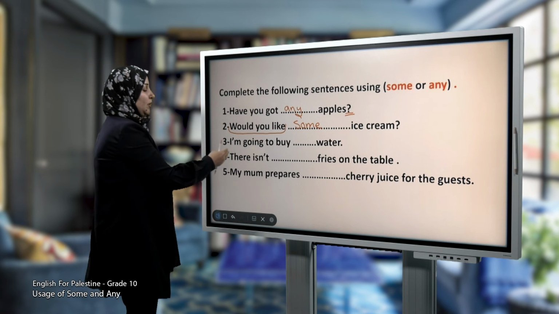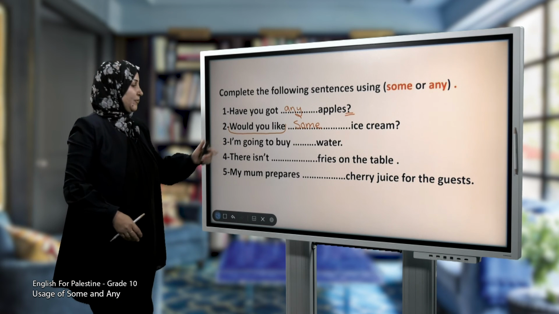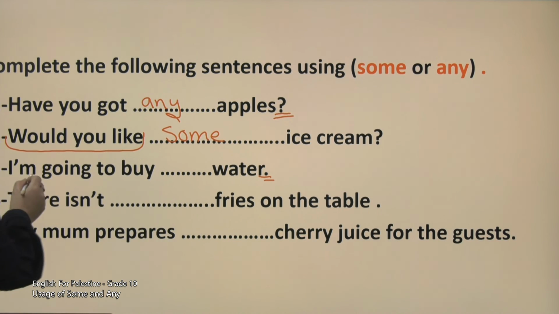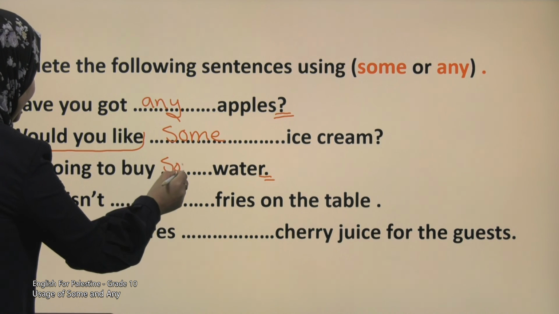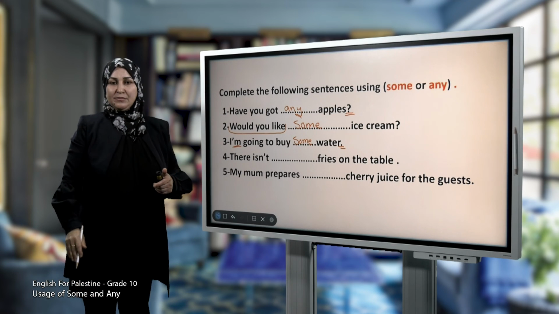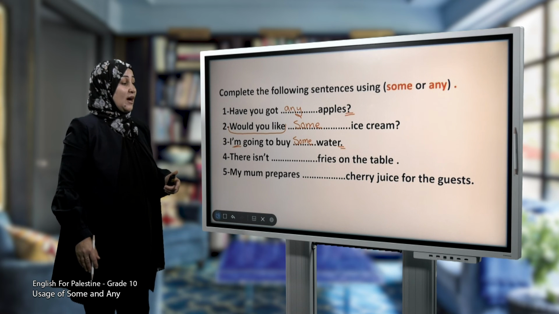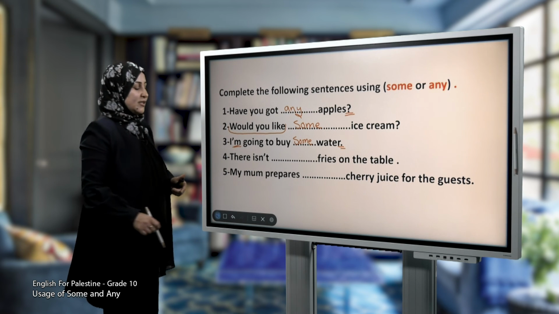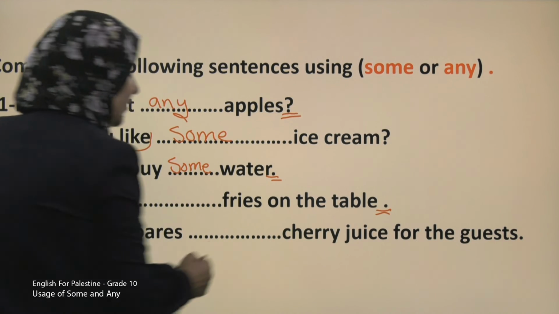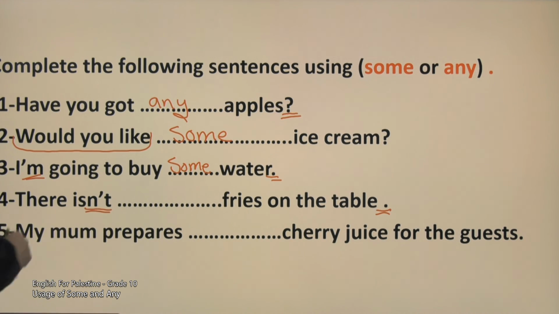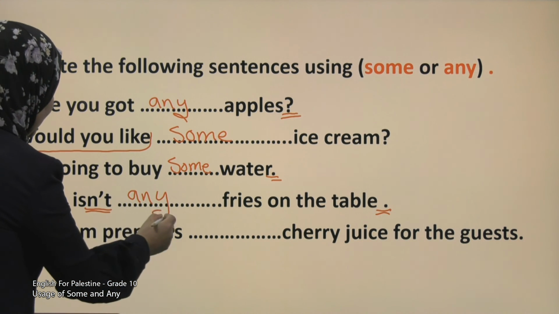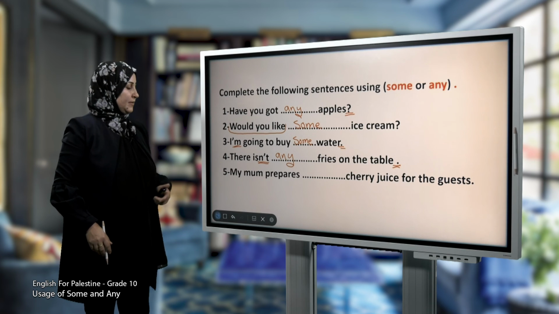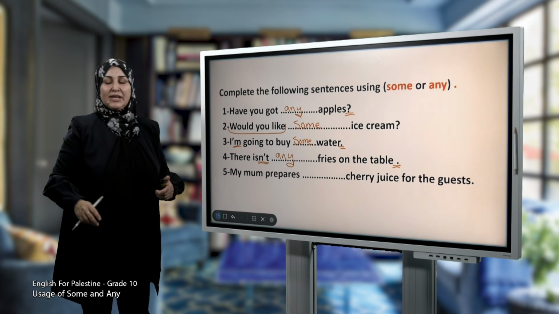Number 3, I'm going to buy water. Here we have a positive sentence, so we use some. Sentence number 4, there isn't fries on the table. Also here we have a negative sentence, so we use any. Excellent. With negative sentences, any. There isn't any fries on the table.